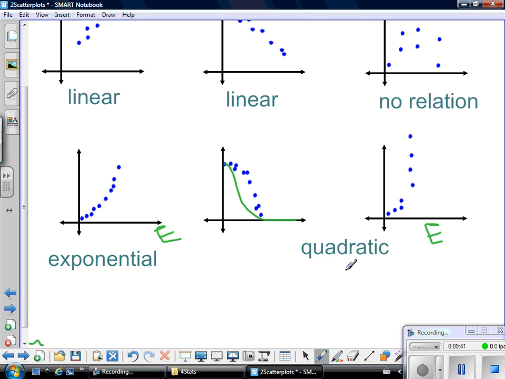And the same thing when it comes to quadratic. This one could be quadratic or this one. But I think the middle one, I would have to definitely say that it's quadratic just because it does not decrease the same way as an exponential does.